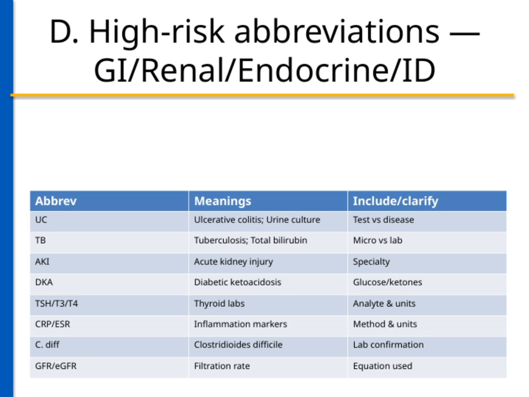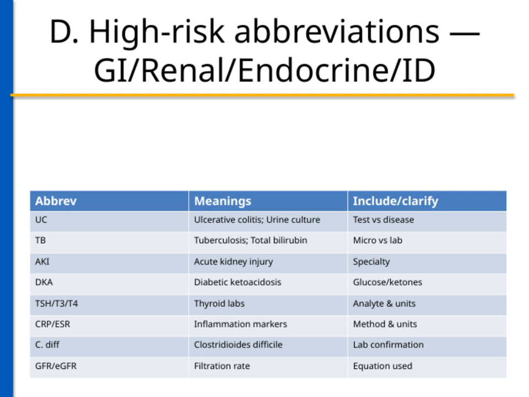It's important to distinguish whether we're testing for the disease itself or doing a urine culture to identify a urinary tract infection. Next, TB can mean tuberculosis, a serious infectious disease, but in labs, it also refers to total bilirubin, which helps us assess liver function. So always clarify whether we're discussing infectious disease or lab values.